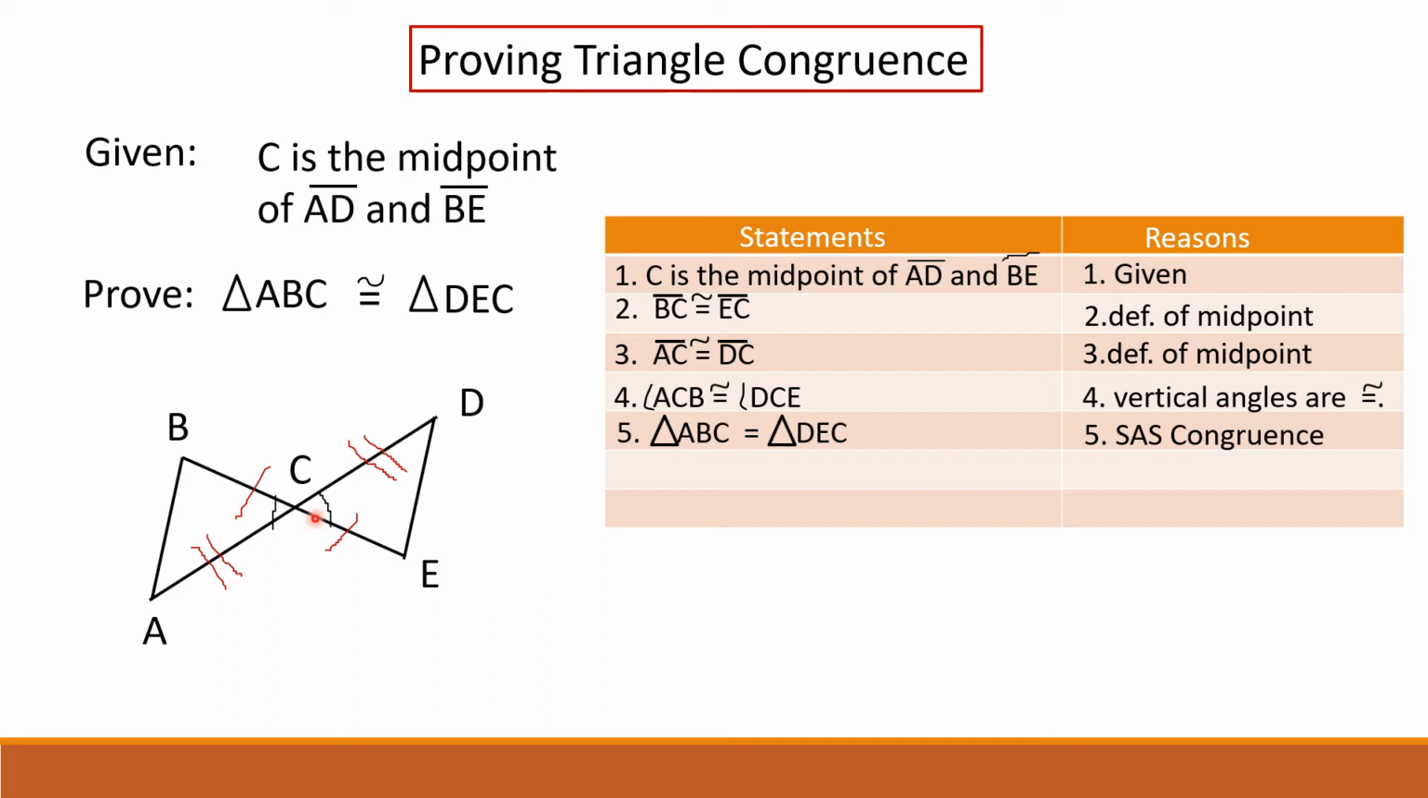You need to be careful with the corresponding parts. A corresponds to D, B corresponds to E, and C corresponds to C here. And the reason is SAS congruence postulate, side-angle-side congruence postulate. So there, we proved already that triangle ABC is congruent to triangle DEC.